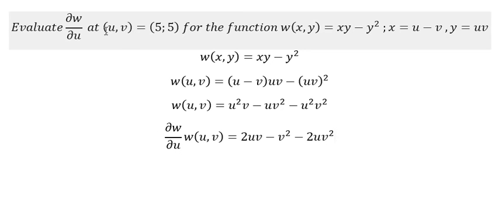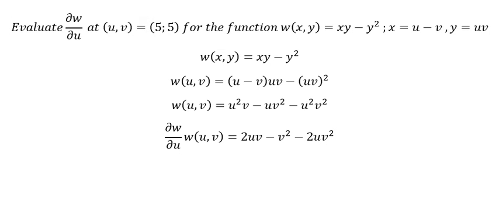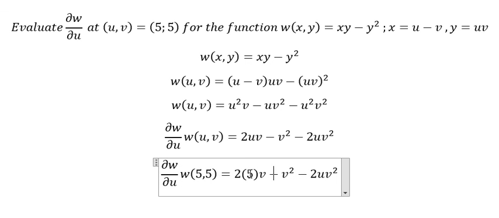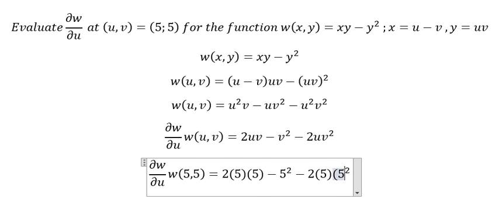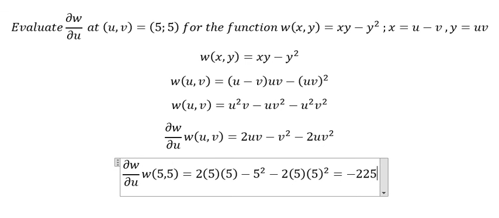And now we have the conditions. So in this situation, we put number 5 here and number 5 here. So we calculate this one and we have negative 225. That is the end.